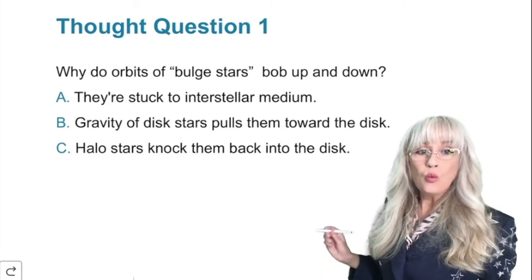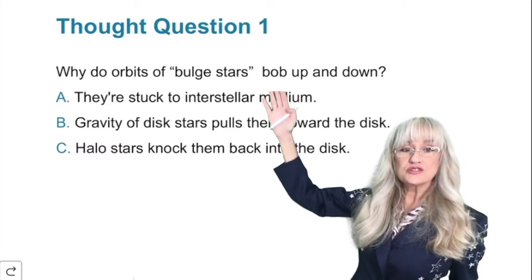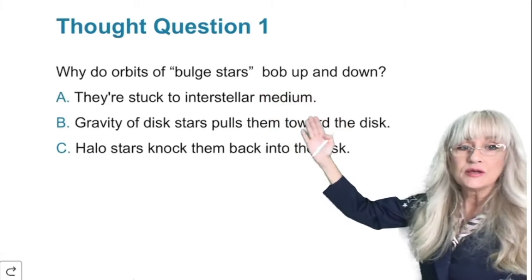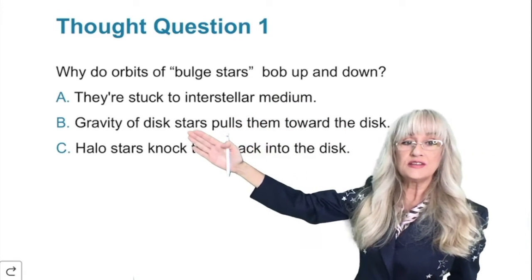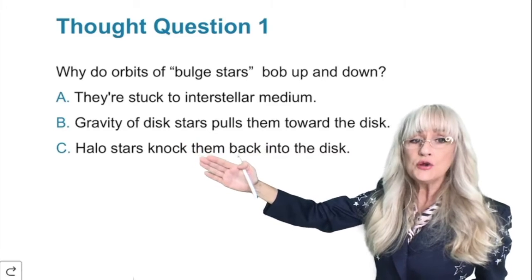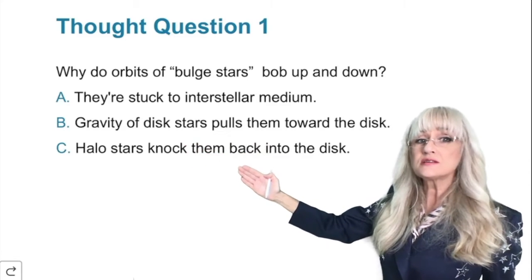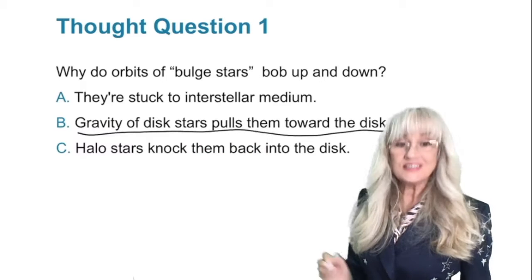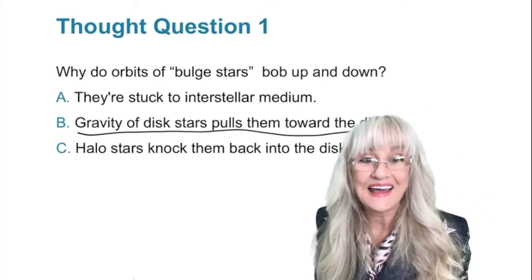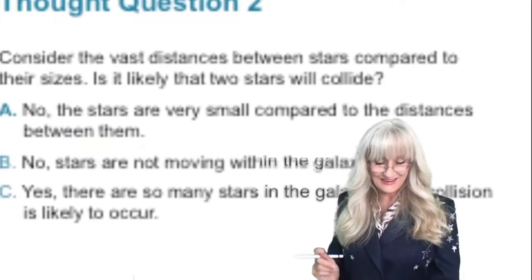Question for you: why do orbits of bulge stars bob up and down? Because they are stuck in interstellar medium, because of the gravity of the disk, or because the halo knocks them back onto the disk? Answer is B, the gravity of our galactic plane.